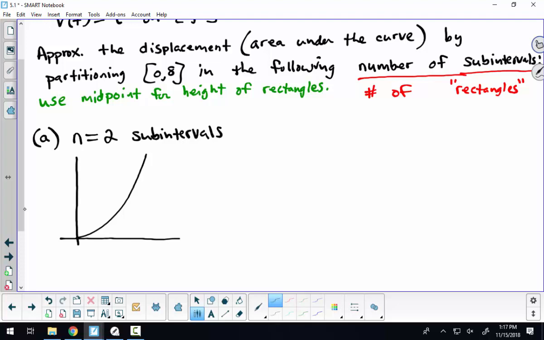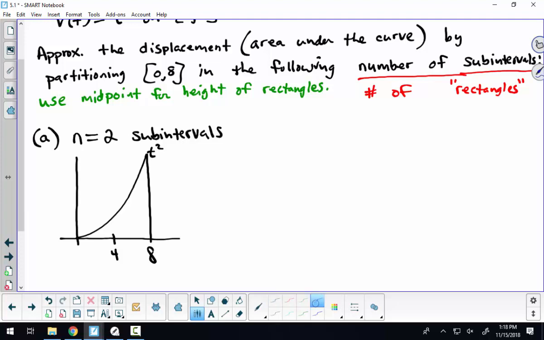Okay, so there's the velocity t squared, and we're going from 0 to 8. We're going to split 0 to 8 up into 2 different rectangles. So rectangle 1 would go from where to where? 0 to 4. And then rectangle 2 would go from 4 to 8.